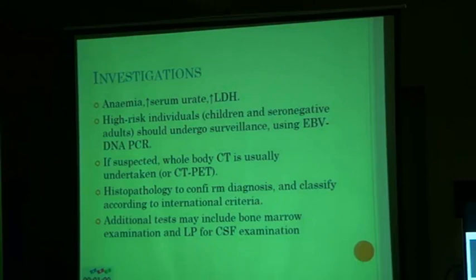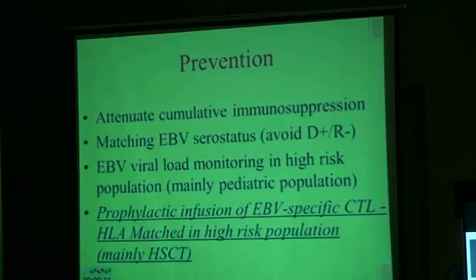Investigation: we have to look for anemia, urate, LDH. We have to look at high-risk subjects. We have to look for PCR for Epstein-Barr virus. We have to do CT. We have to do CT PET examination. We have to do histologic examination of tissues. Of course, lumbar puncture if we think the brain is involved.